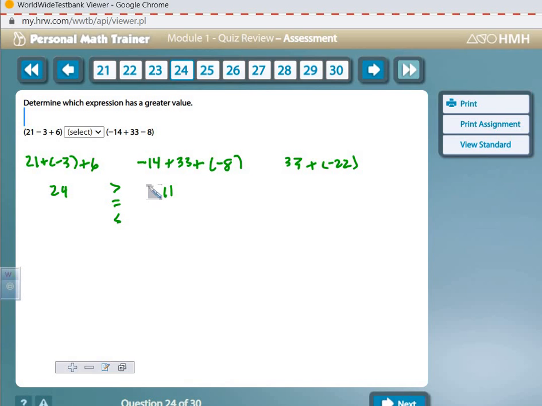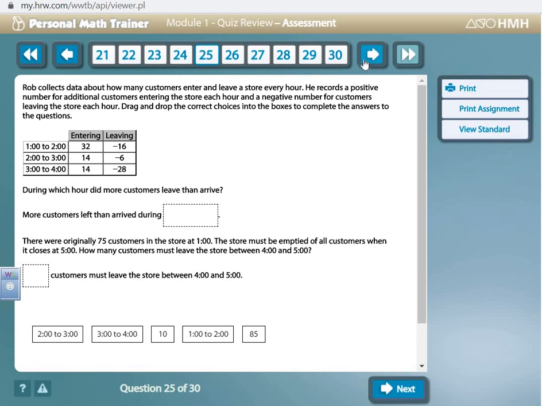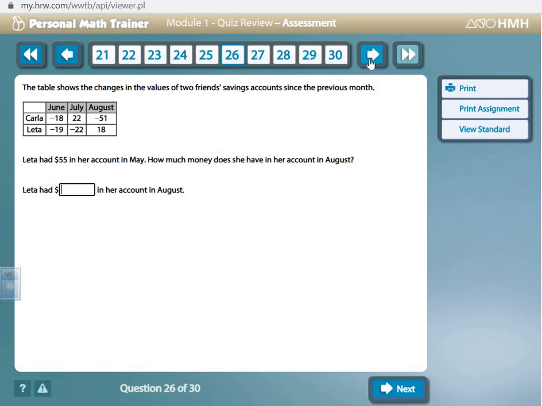And the answer is, it is going to be, sorry about that, guys. We got all kinds of noise today. It's going to be greater than. All right? It's going to be greater than. 24 is greater than 11. Okay? All right. And then there is, again, more word problems.